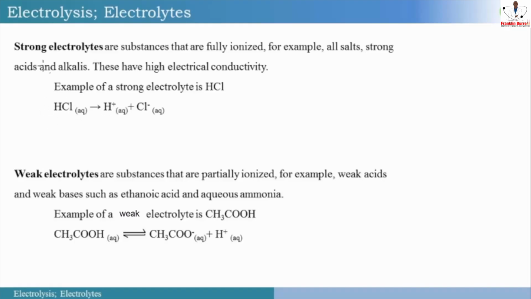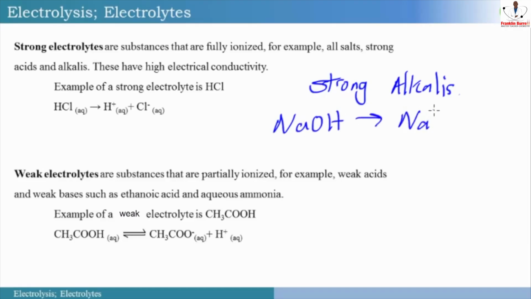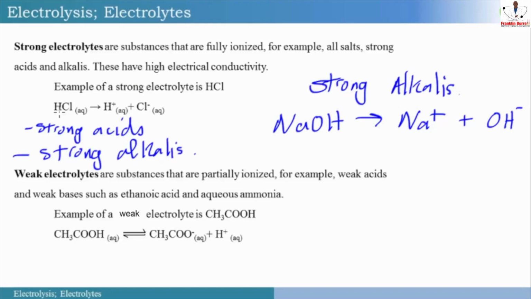So strong electrolytes are substances that are completely or fully ionized. Good examples of strong electrolytes are strong acids as well as strong bases or strong alkalis. In the case of sodium hydroxide, it too will be completely ionized to form sodium ion plus hydroxide ion. So the strong acid or the strong alkali is completely ionized, and we have a lot of ions present in the solution.